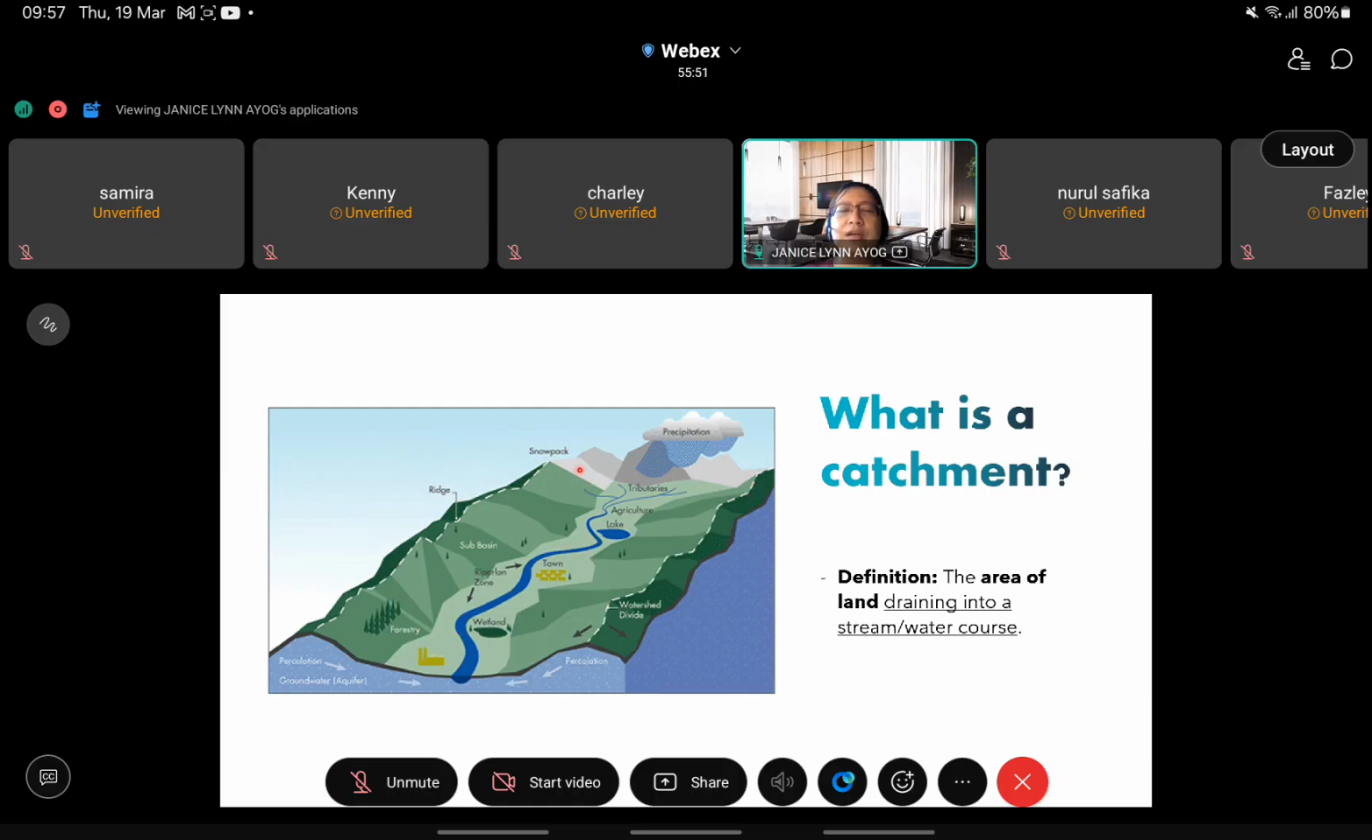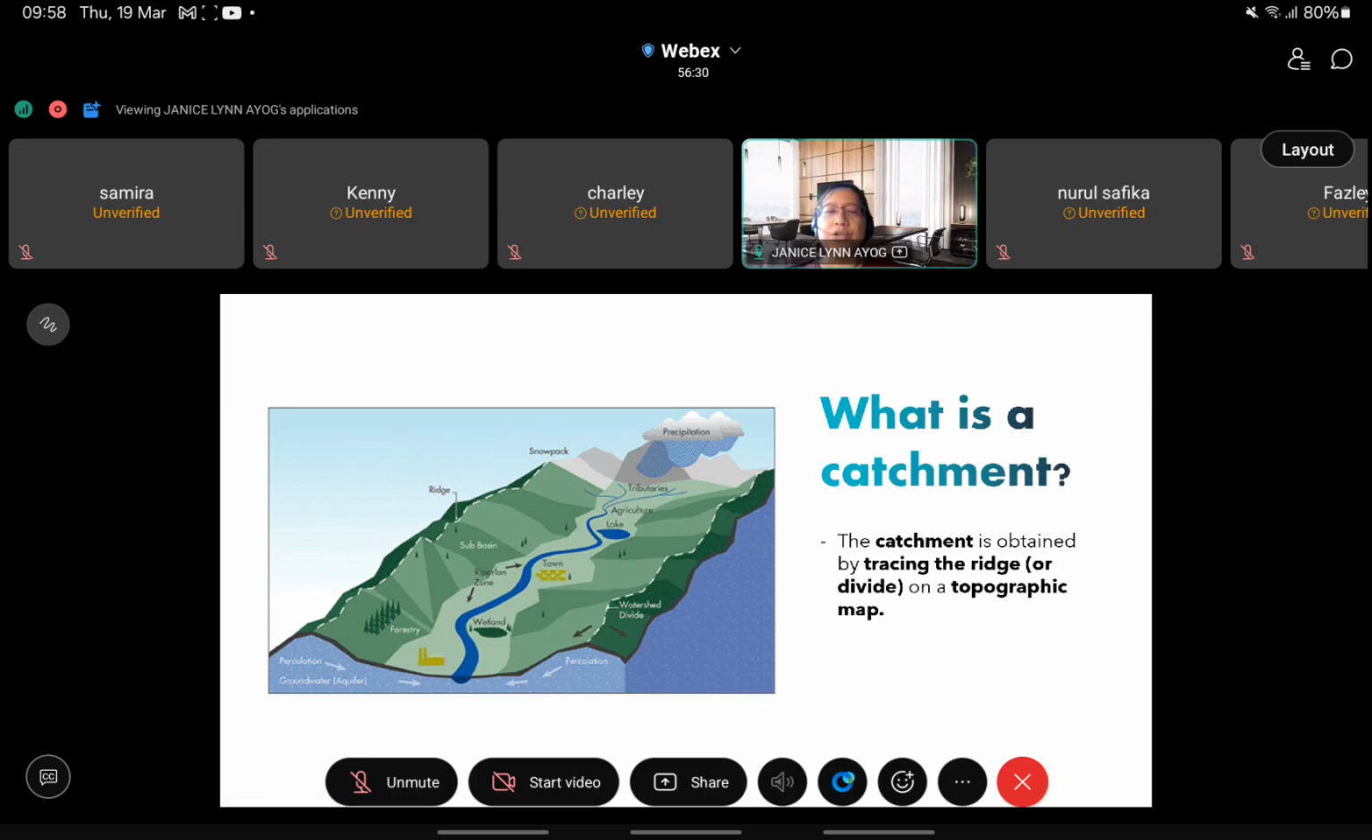Whatever water from rain or otherwise goes into the river, that's what we call the catchment. It's also known as river basin. It's the same thing. If an engineer says this river basin, it's basically the same meaning as catchment, or also sometimes mentioned as watershed. So catchment, river basin, and watershed are the same.